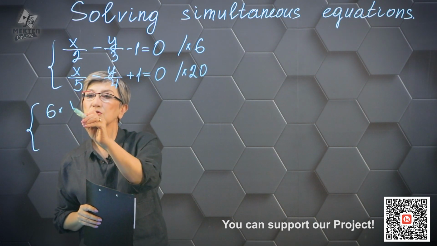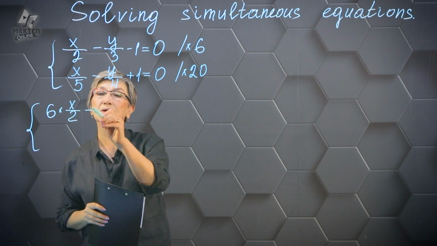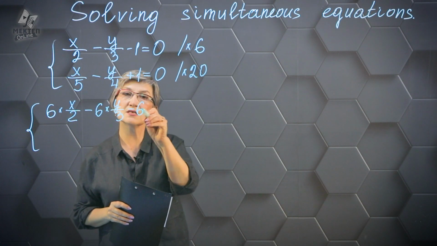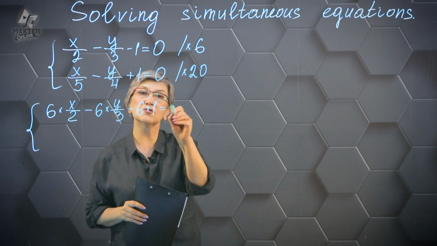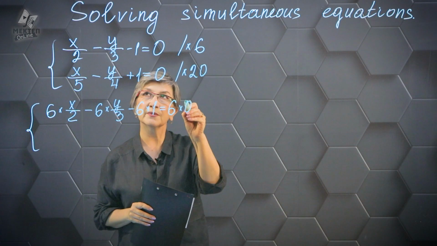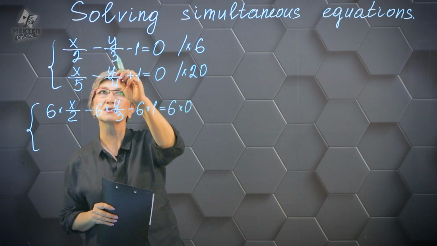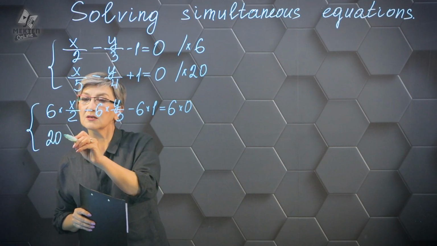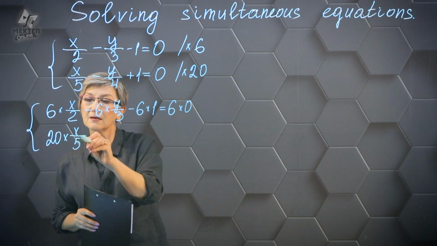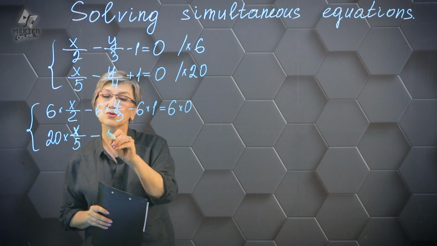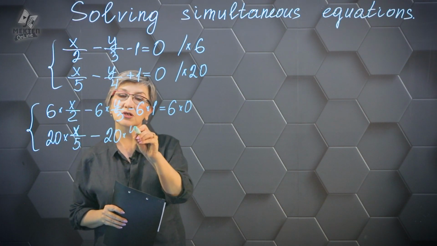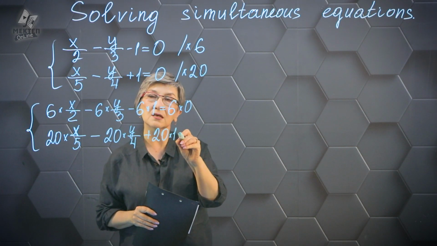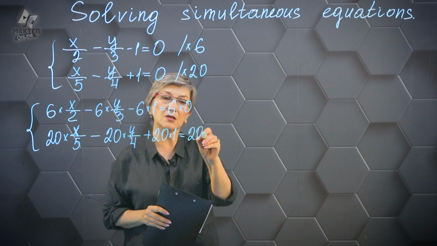6 for the first equation. 6 multiplied by x divided by 2, minus 6 multiplied by y divided by 3, minus 6 multiplied by 1 equals 6 multiplied by 0. Please note that I multiplied every term by 6. The second equation: 20 multiplied by x divided by 5, minus 20 multiplied by y divided by 4, plus 20 multiplied by 1 equals 20 multiplied by 0.